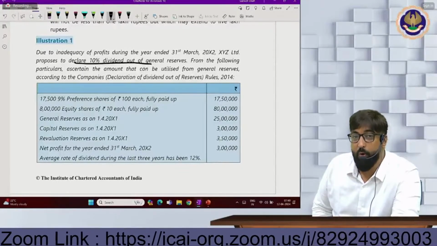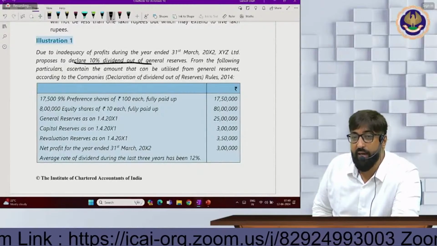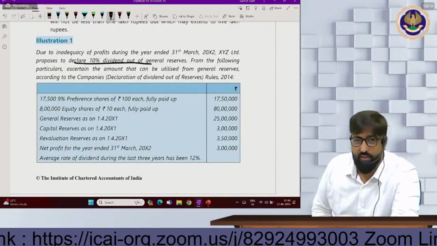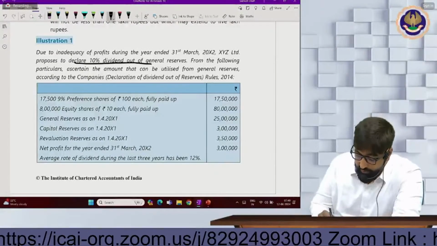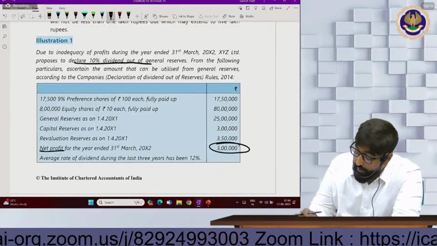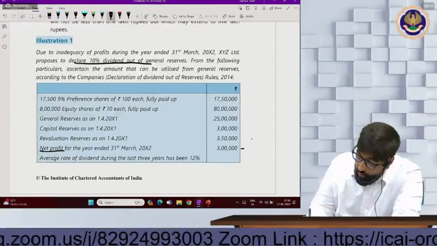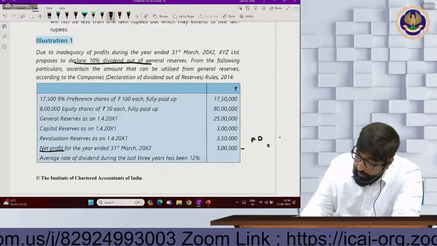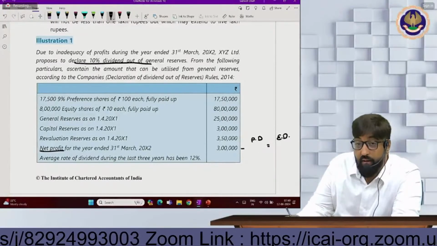So from the following particulars, ascertain the amount that can be utilized from the general reserve. This question is basically a very simple question. First, what is your net profit? 3 lakhs. But wait, this is the net profit. What will you deduct first? You will first deduct the preference dividend, and the remaining is the equity dividend, which is available.